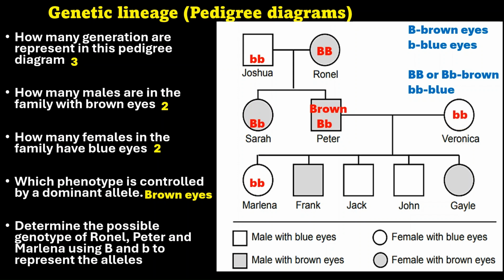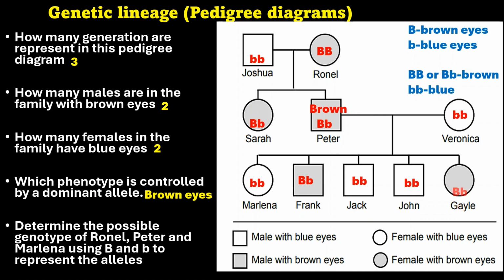What about Veronica? Eyes are blue, so that's how it's going to be. Jack, eyes are blue. John, eyes are blue. And then what about Frank? You can tell Frank's eyes are brown, so that will make Frank heterozygous, because Frank will have to receive a dominant allele from Peter and a recessive allele from Veronica.